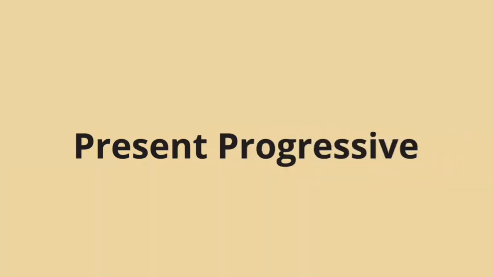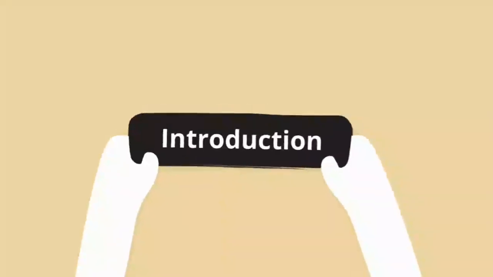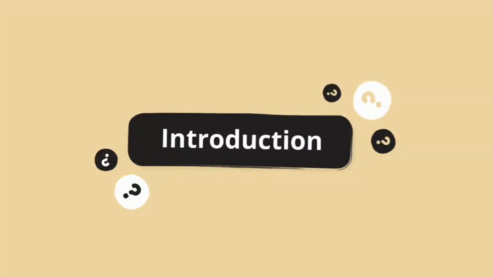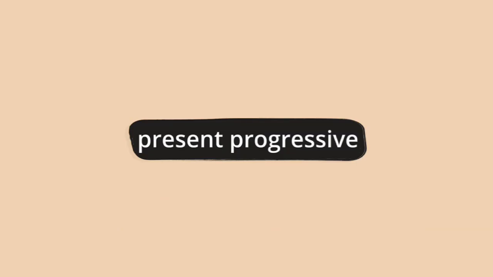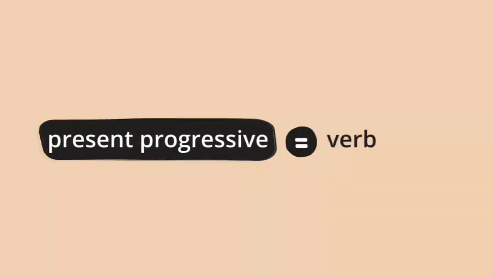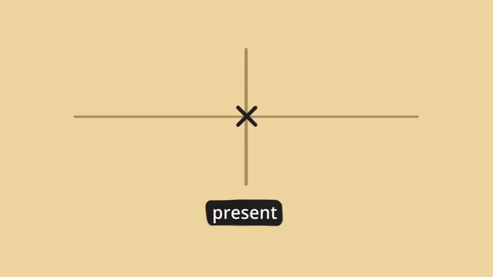Present progressive. What are verb tenses? Verb tenses show the time that an action takes place. The present progressive is a verb tense. We use the present progressive tense for an action that is happening now. A present progressive verb is a continuing action.